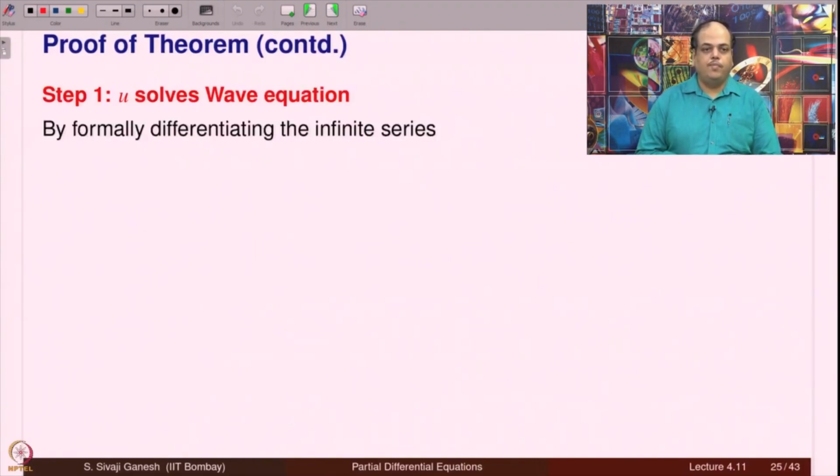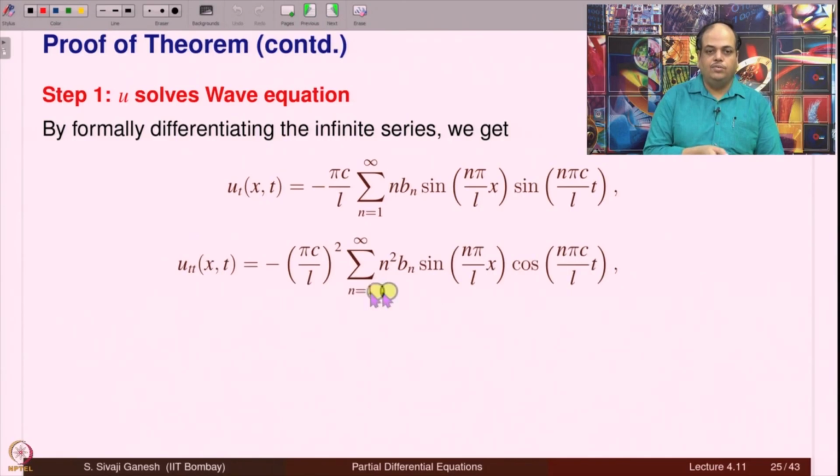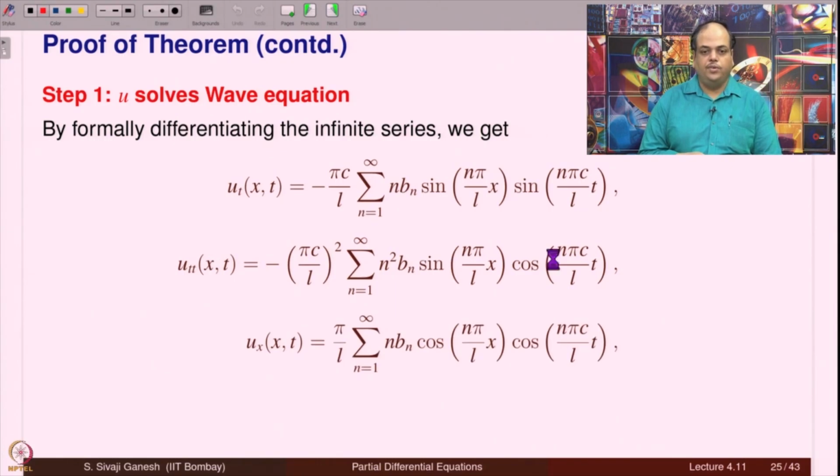So, let us check. By formally differentiating the infinite series, we get ut equal to this. So, we are not saying that the infinite series converges or it can be differentiated term by term. All such questions we are not answering. We formally differentiate, that means we pretend everything is alright and differentiate. I use ut because u denoted that infinite expansion, infinite series. So, ut will denote this. Similarly, utt, ux and uxx.